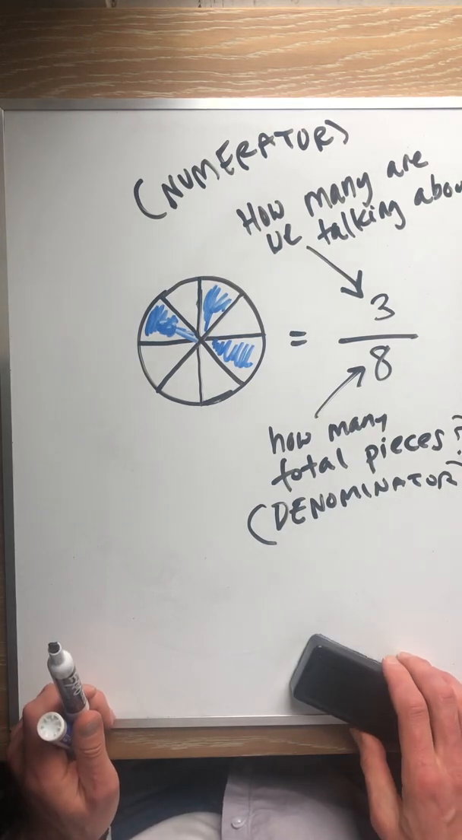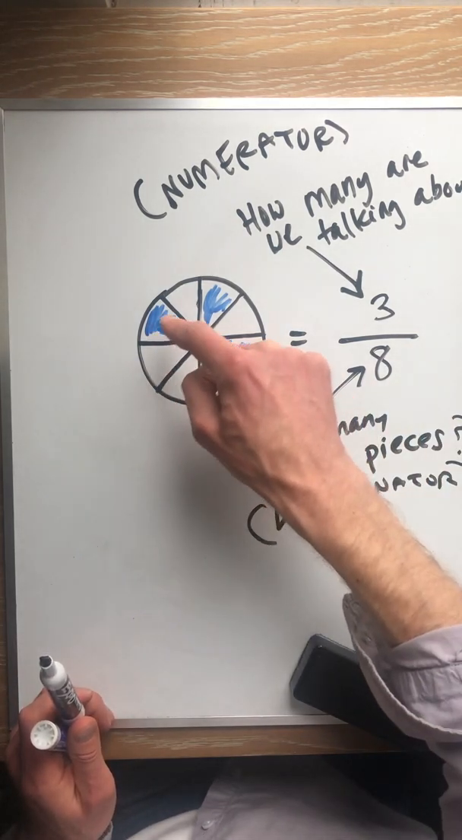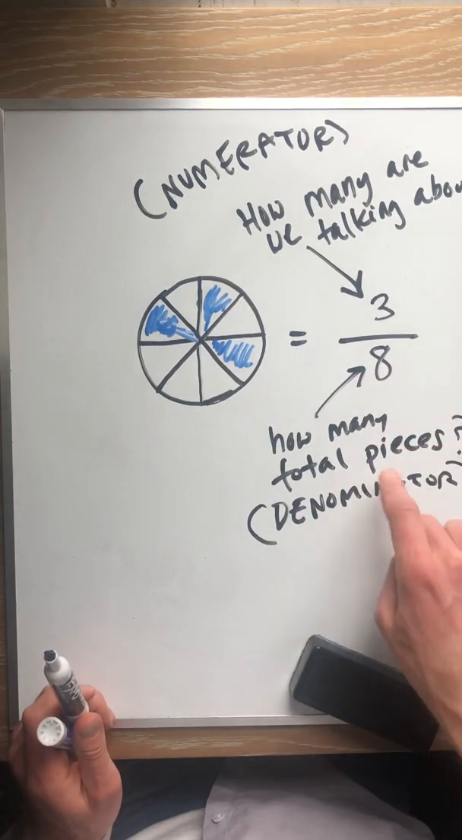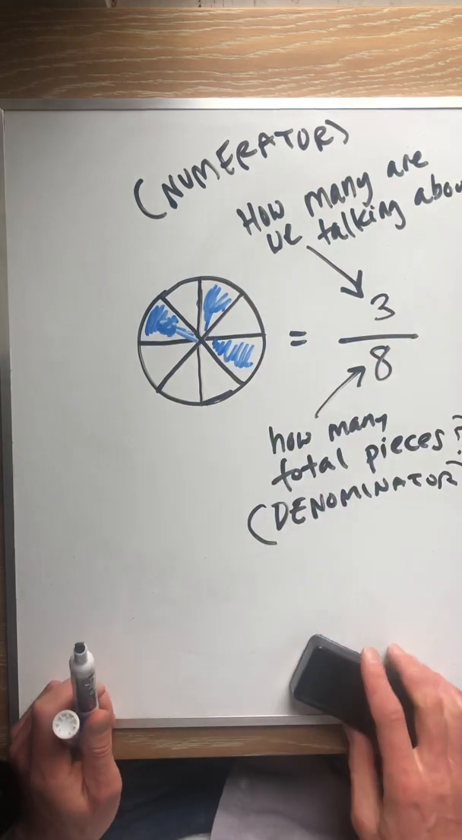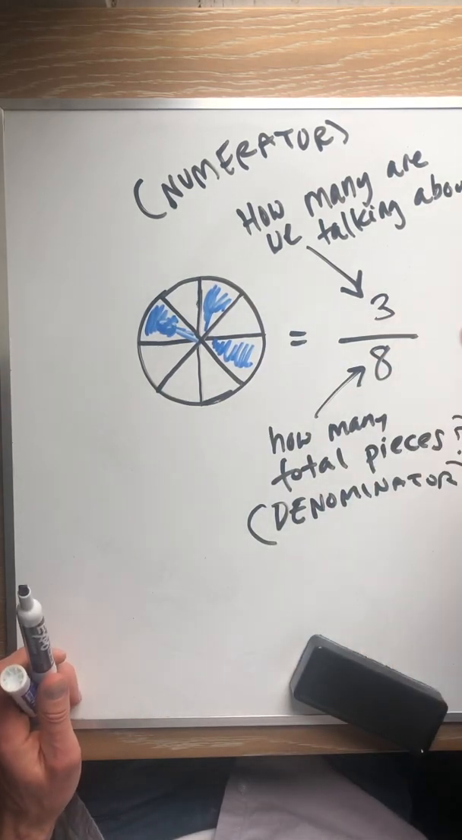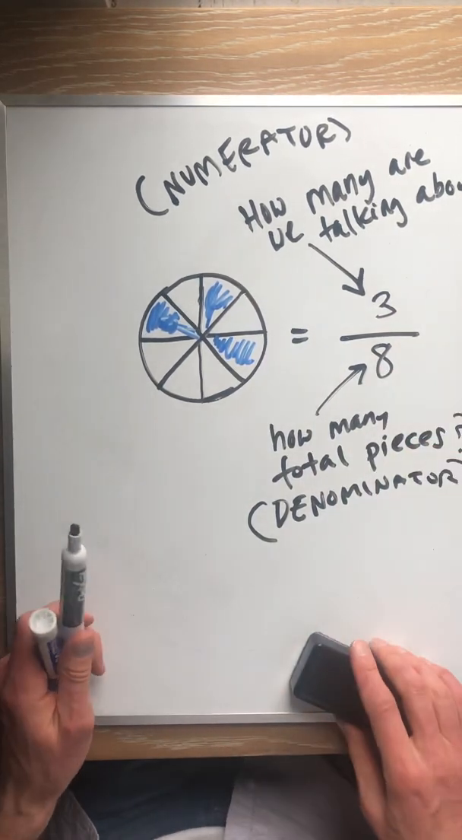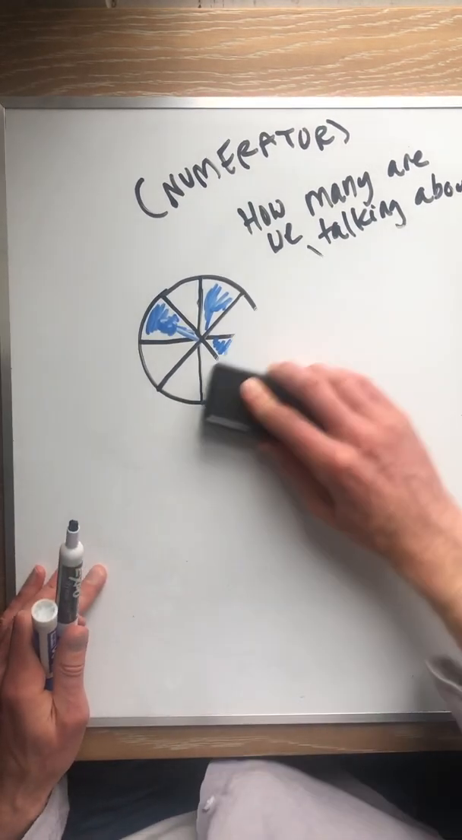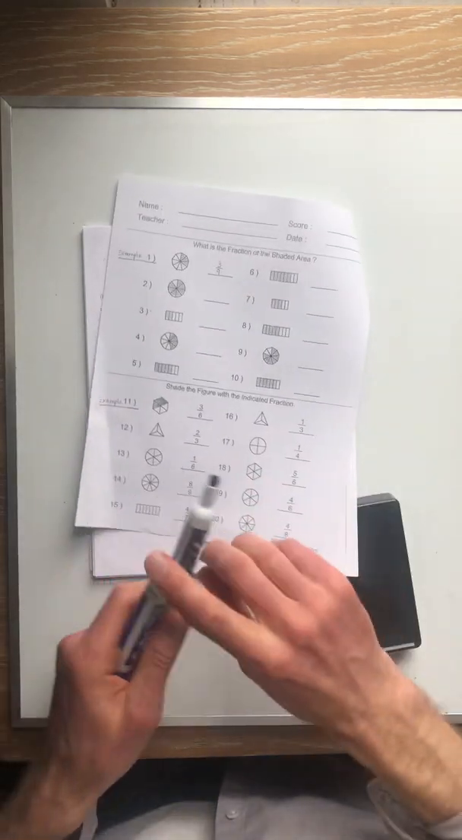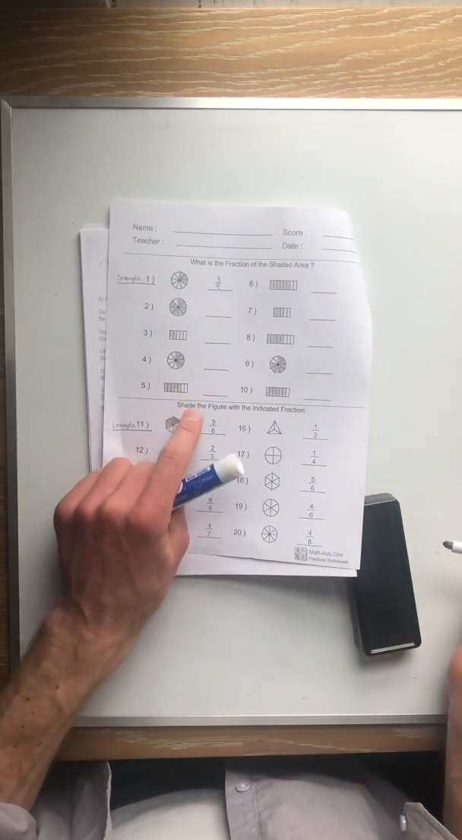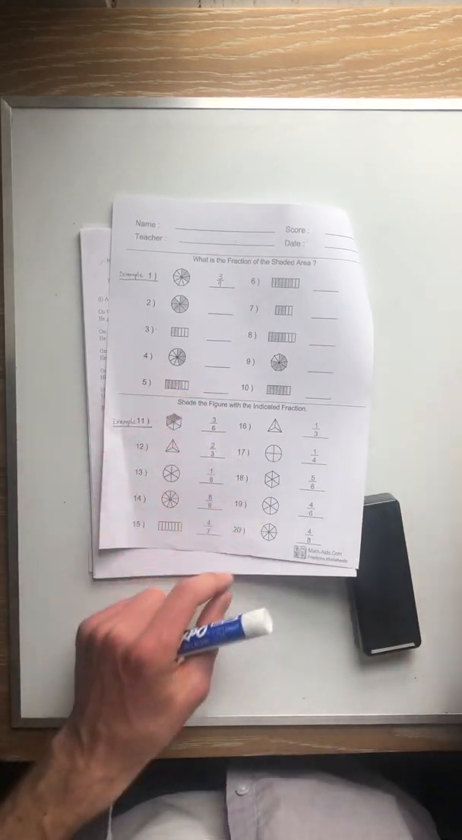So that should be review. How many pieces total? 1, 2, 3, 4, 5, 6, 7, 8. 8. How many are we talking about? 1, 2, 3. How many talking about on top? How many total on bottom? 3/8. So that's how you do the top. Just do that for each one. Count up how many total. Put that number on the bottom. How many talking about? Number shaded on top.